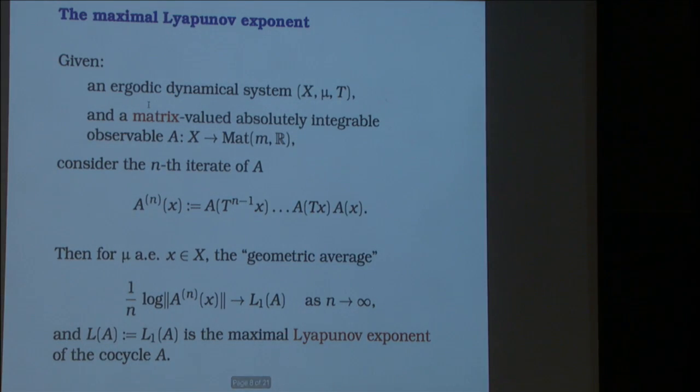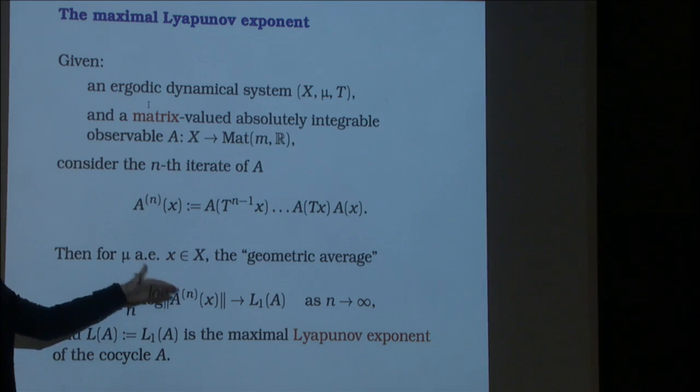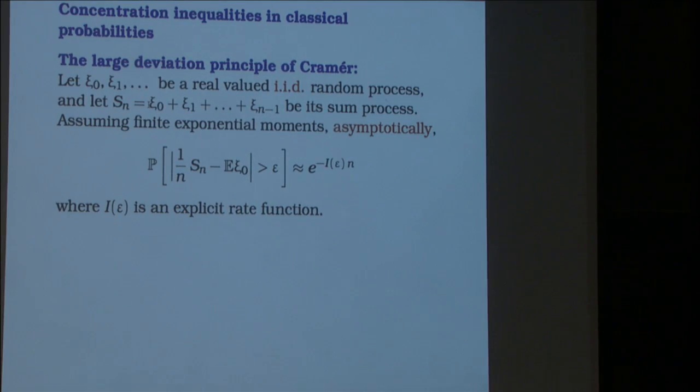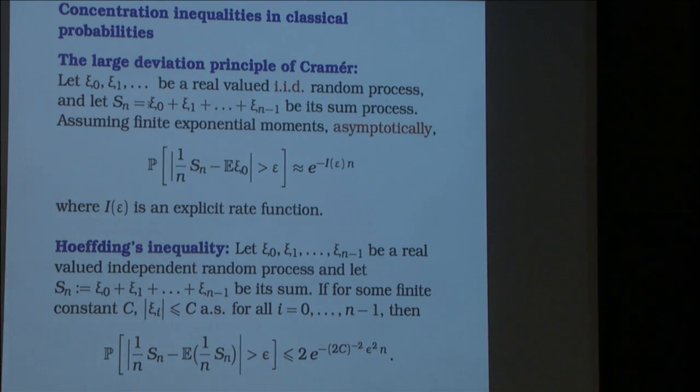So what I want to formulate is what I said in the title: concentration inequalities for iterates of linear cocycles. In other words, we want to understand in a more quantitative way the convergence of those geometric averages to the Lyapunov exponent. To do this, let me make an analogy to classical probability first. I'm going to compare two classical results in probability, the large deviation principle of Cramér and Hoeffding's inequality. So now we just have a scalar IID process.